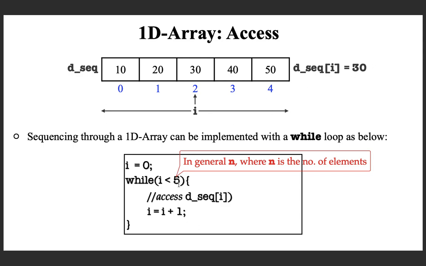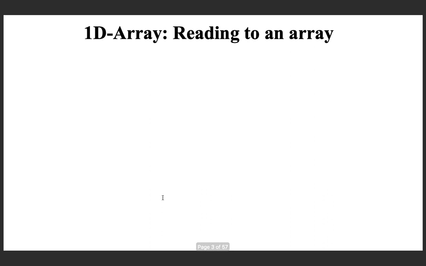In general, you can say n, if n is the number of elements. So while I is less than n, where n is the number of elements, you process the array element at I as you want, and then you increment the index to the next value. So this is how you can access. Now we can see concrete examples.